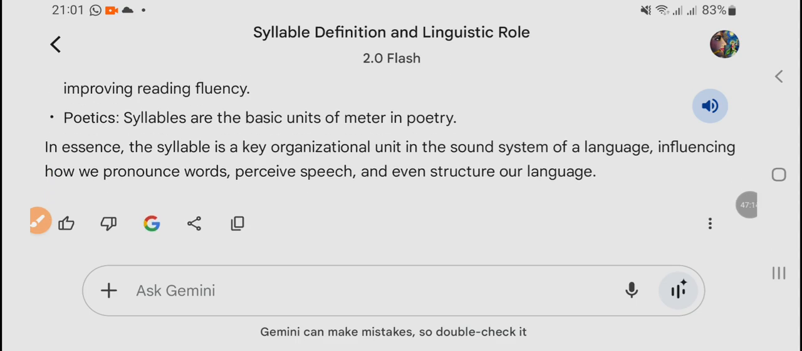Then poetics: syllables are the basic unit of meter in poetry, right? I gave you an example, तू खुद की खोज में निकल, तू किस लिए हताश है. Another very famous poetry is कोशिश करने वालों की कभी हार नहीं होती. So when they recite, the josh is because of recitation, because of syllables, because of practice, right?